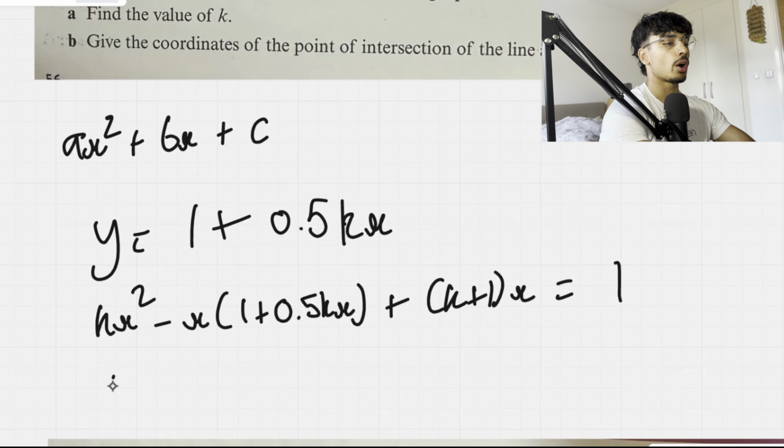Right? Now, give the coordinates for the point of intersection of the line and the curve. Essentially, to find the coordinates, we need to sub in k is equal to negative 2 back into this original equation.